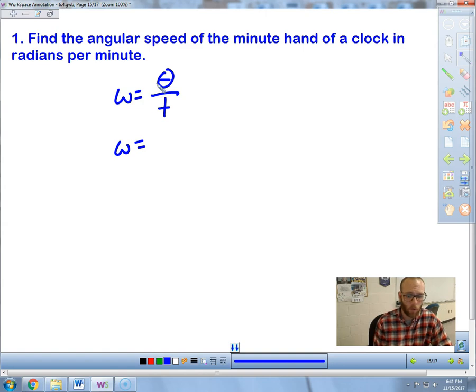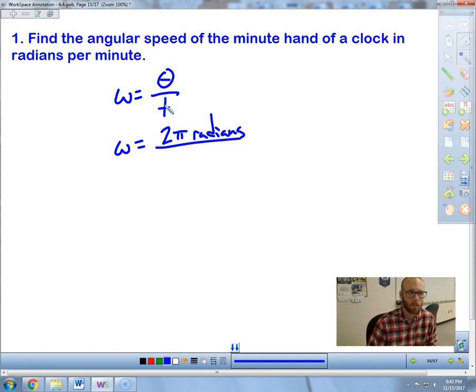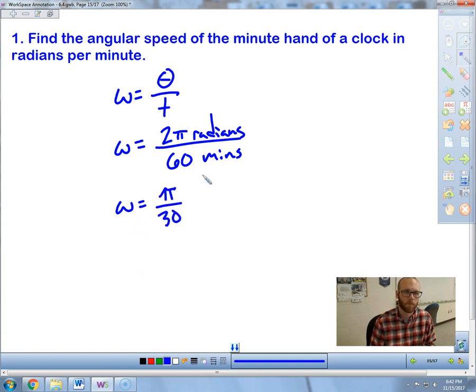Yeah, we do. We know that that minute hand goes all the way around the clock in 60 minutes, doesn't it? Well, what's that angle of rotation when we go all the way around the clock? That is an angle of 2 pi radians over, how long does it take to do that? Now, we know it takes 1 hour, but we want radians per minute, so this is in 60 minutes. So the angular speed is 2 pi radians over 60 minutes. We know that would reduce to pi over 30 radians per minute.